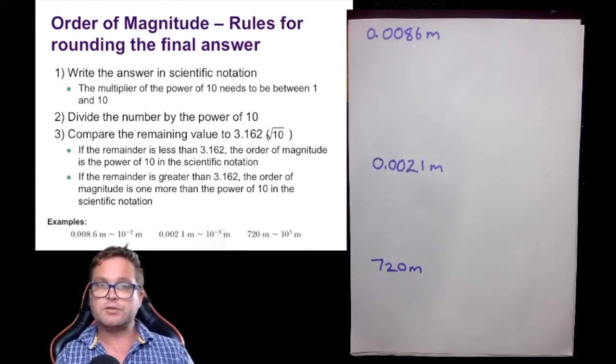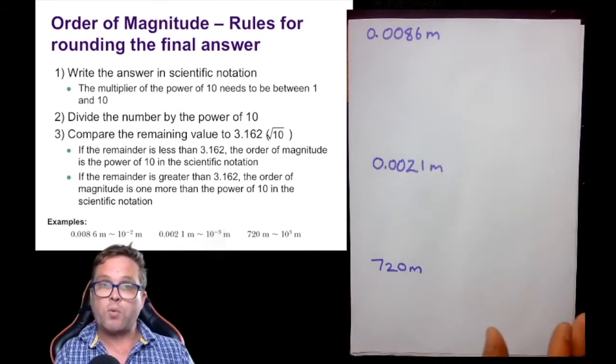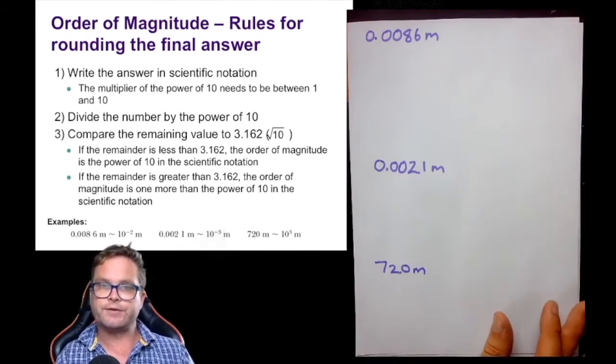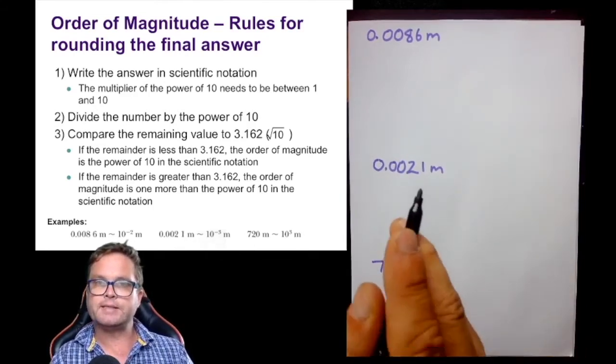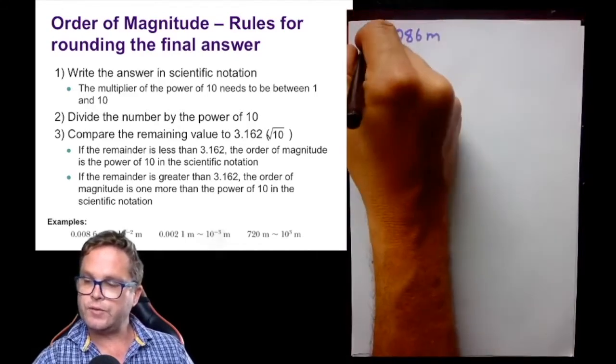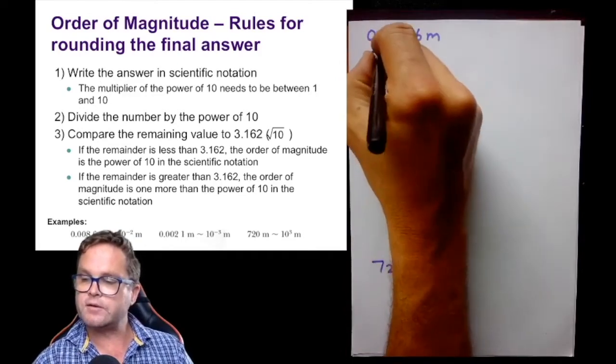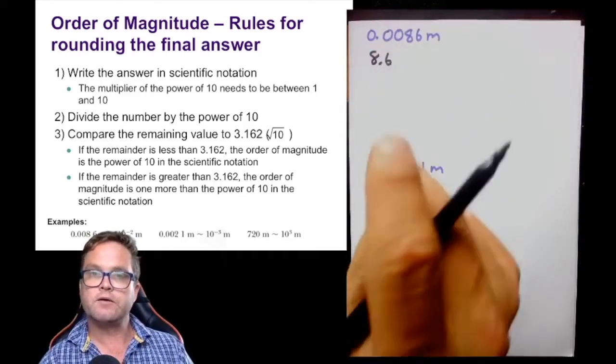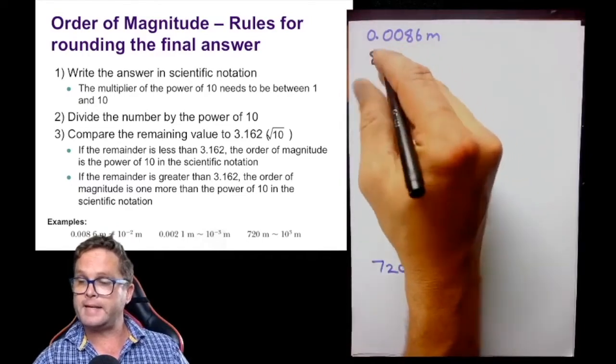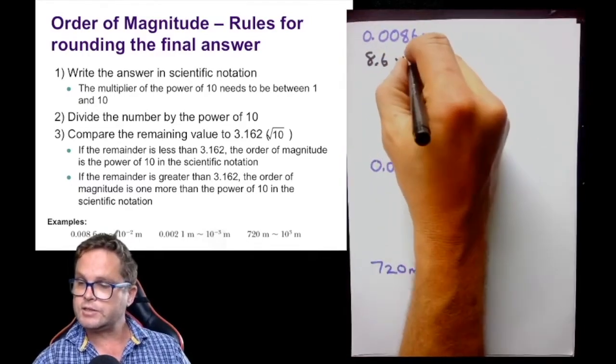So what we're going to do is use this recipe and show you how to do the rounding. Under step 1, it says write the answer in scientific notation. If we would like to write a number in scientific notation, then scientific notation means that we have 1 digit followed by a point, followed by the remaining digits, and then times 10 to some power.